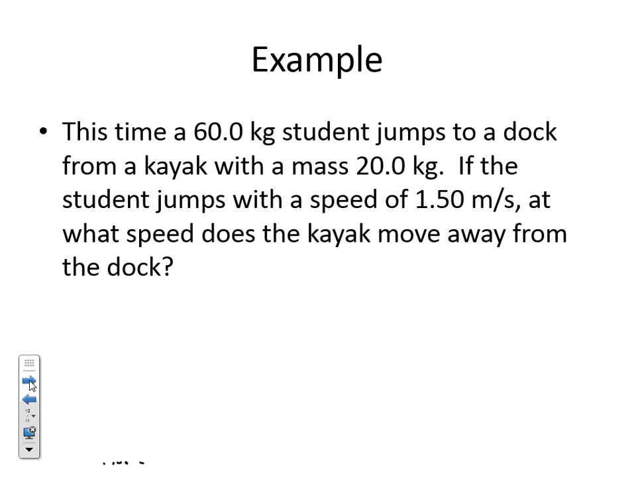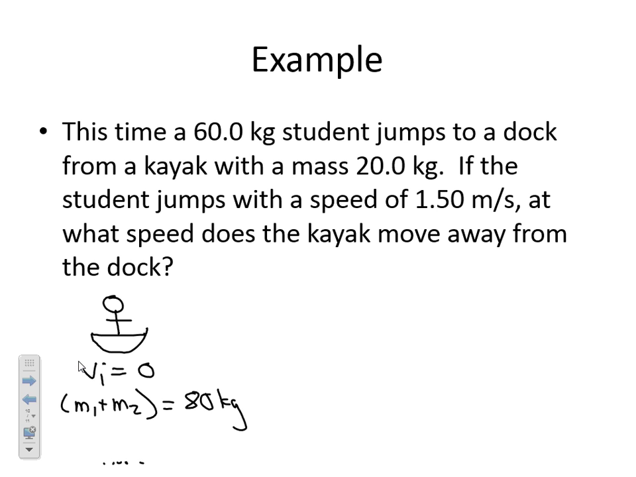In our next example, we're going to have a student jumping to a dock from a kayak. So in the beginning, you have, it's a kayak, but it looks like a boat. That's your beginning. So relative to each other, there is no velocity. All right, so we're looking at the velocity of the student with respect to the kayak. They have a combined mass, m1 plus m2, and that's 80 kilograms because the student's 60 kilograms and the kayak's 20 kilograms. Afterwards, the kayak's by itself and the student has jumped out.